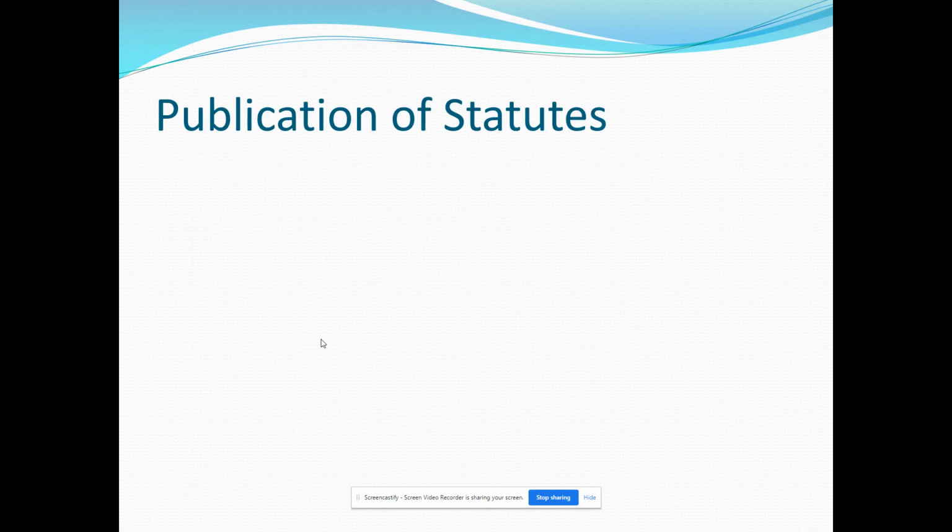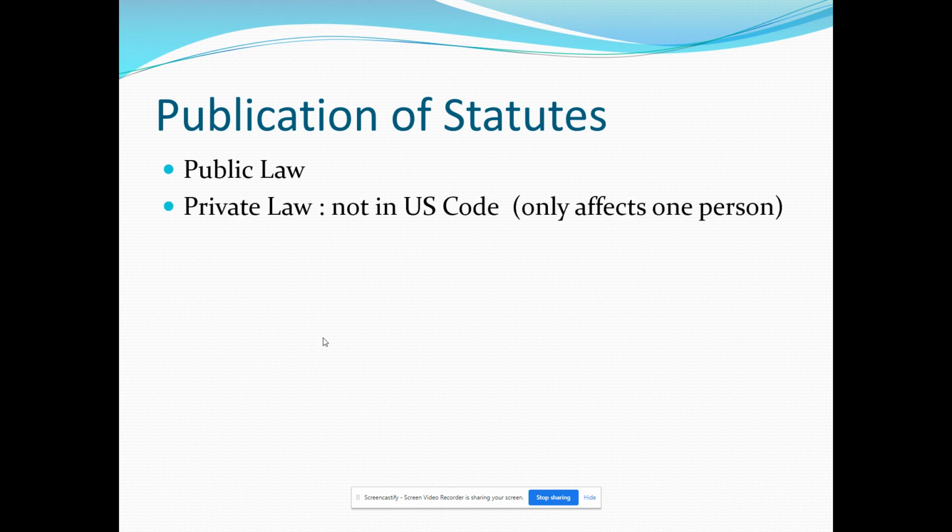Okay, so our law has been passed by both houses. It has been signed by the president. How does it get published? How do we, as legal professionals, find it? Okay, so there are two kinds of laws. There's a public law or a private law. Public law affects everyone, and they appear then eventually in the United States Code.